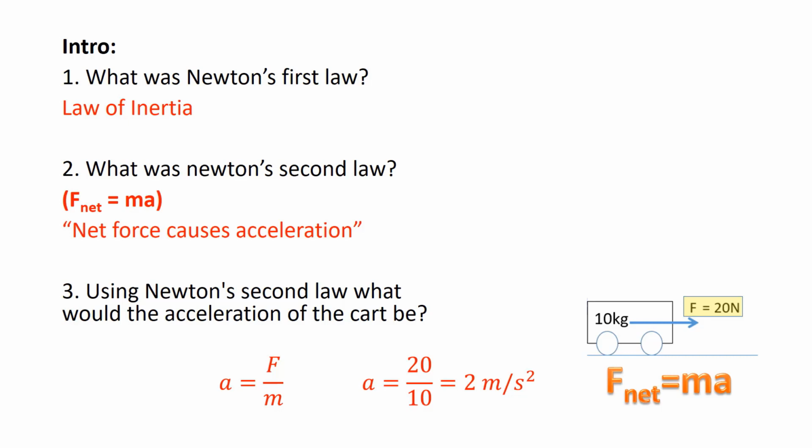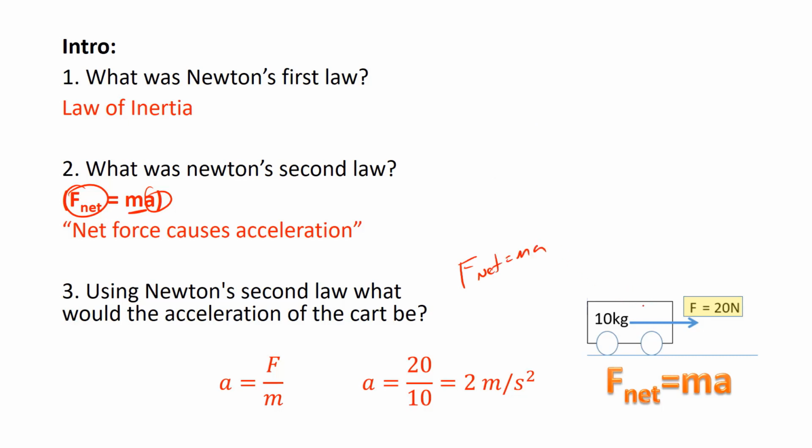What's Newton's first law? The law of inertia, and that's talking about when there's an object in motion, it's going to stay in motion, and when there's an object at rest, it's going to stay at rest unless acted upon by an outside force. Second law was best stated in an equation. Force causes acceleration, but mass is going to get in the way. If there's more mass, there's going to be less acceleration. If there's less mass, there's going to be more acceleration. But force results in acceleration in the same direction. Net force equals mass times acceleration.